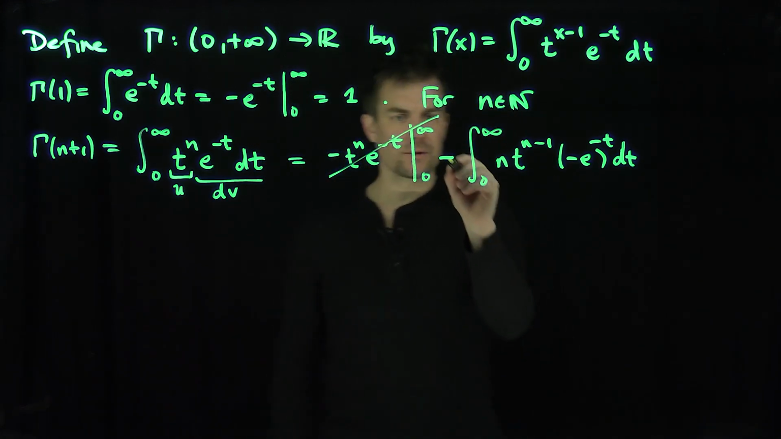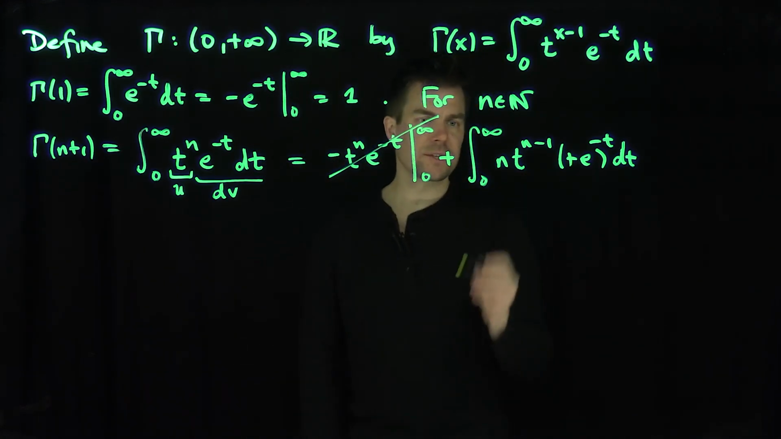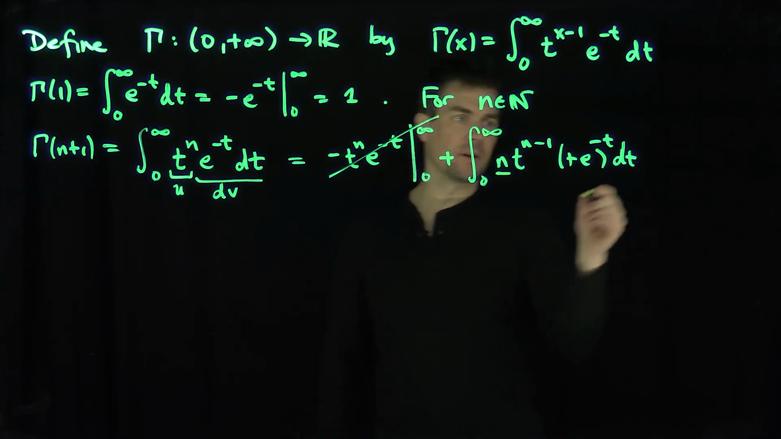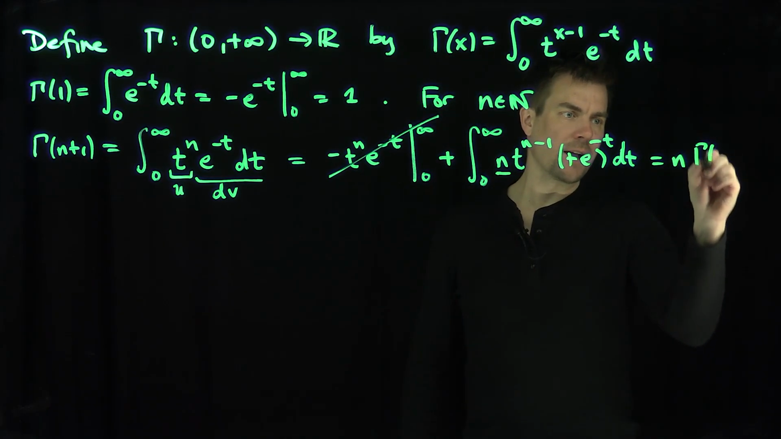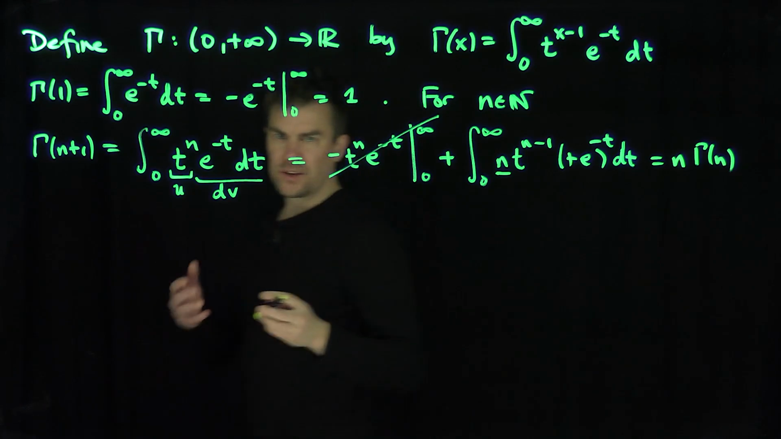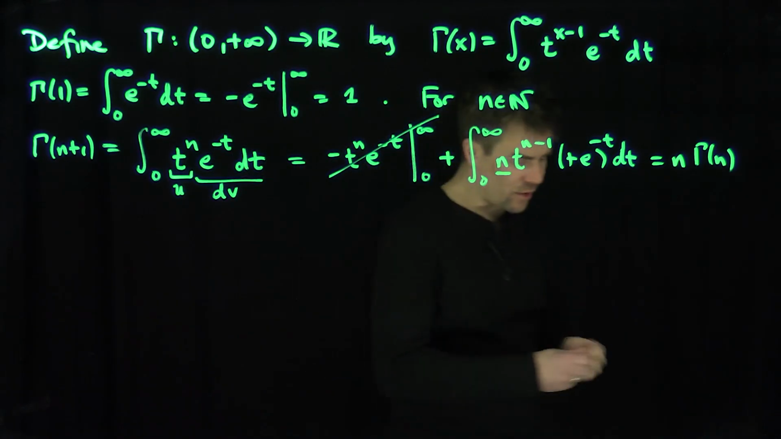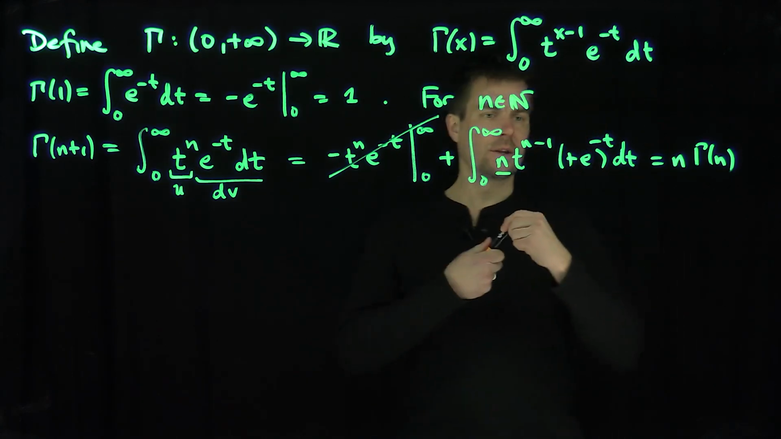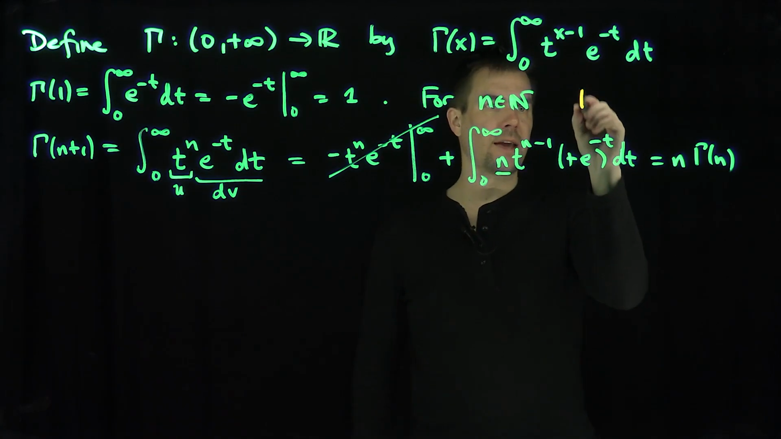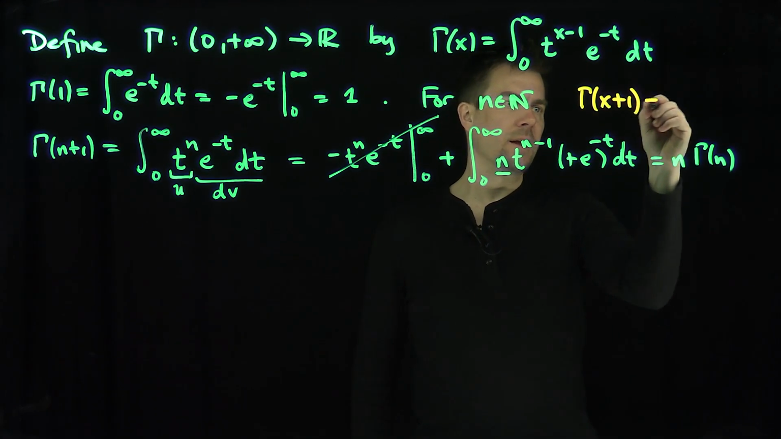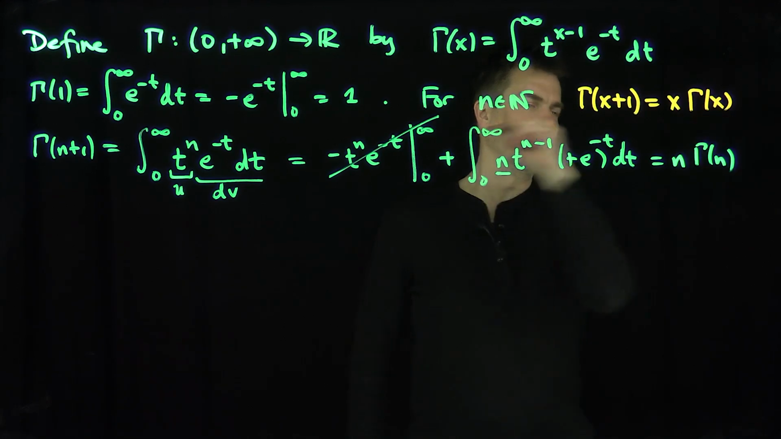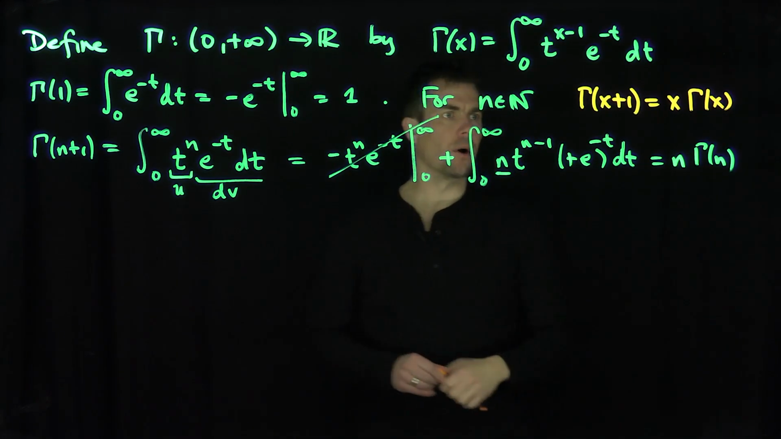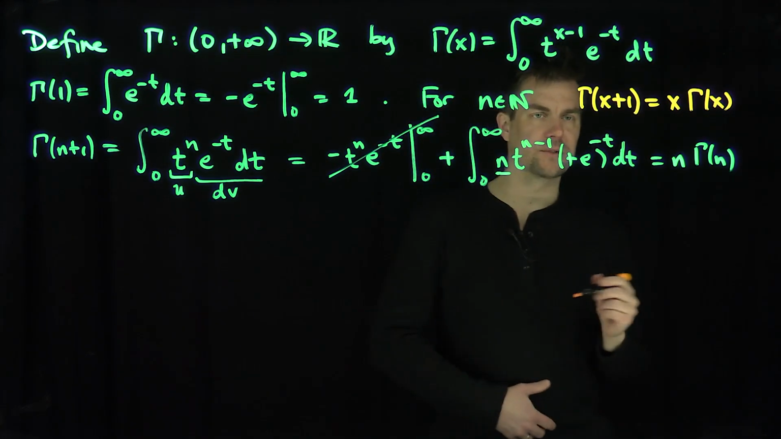I have two negatives, which turn into a positive. And so what we see is that this is going to be n times gamma of n. So we've just built a recursion relationship. In fact, this argument generalizes for any x greater than 0. What this shows is that gamma of x plus 1 is x gamma of x if x is greater than 0. That relationship is valid for all x greater than 0.